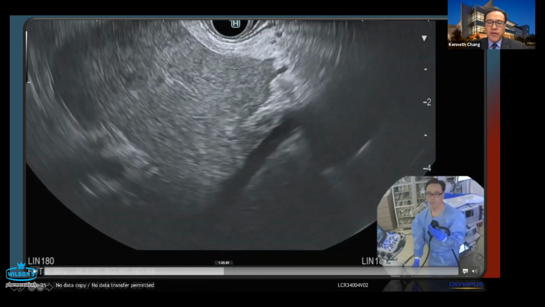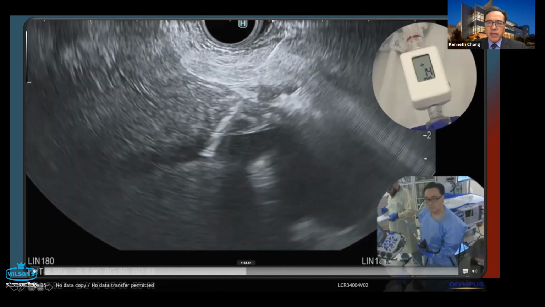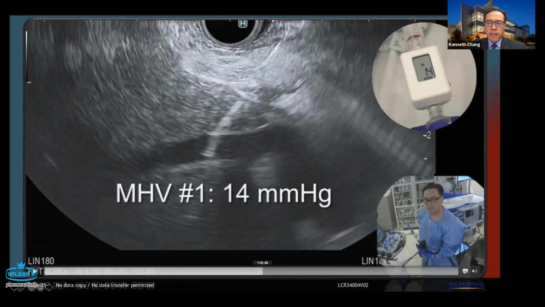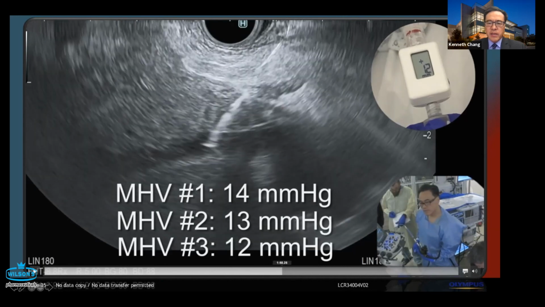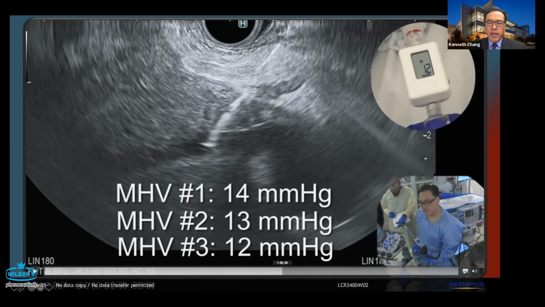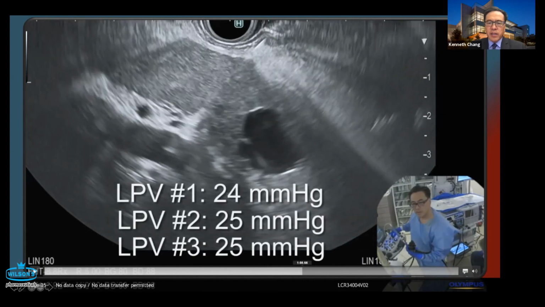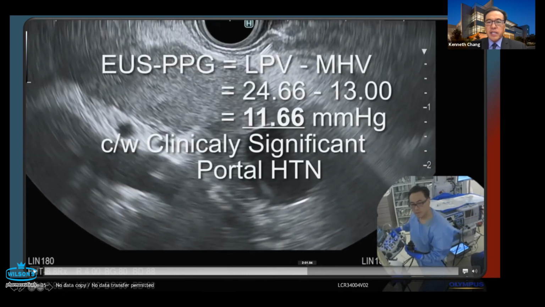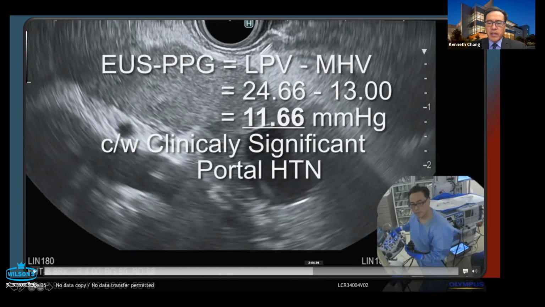And then we go ahead and identify the middle hepatic vein, and we're going to do EUS PPG. And so I'll zip through that, and the pressures are 14, 13, 12 on the hepatic vein side. But more importantly, we want to know the gradient. So that's the portal vein. The needle's in the portal vein, and the portal vein pressures are 24, 25, and 25. So the gradient is 11.66, which is consistent with clinically significant portal hypertension. So then we go ahead and do a liver biopsy.